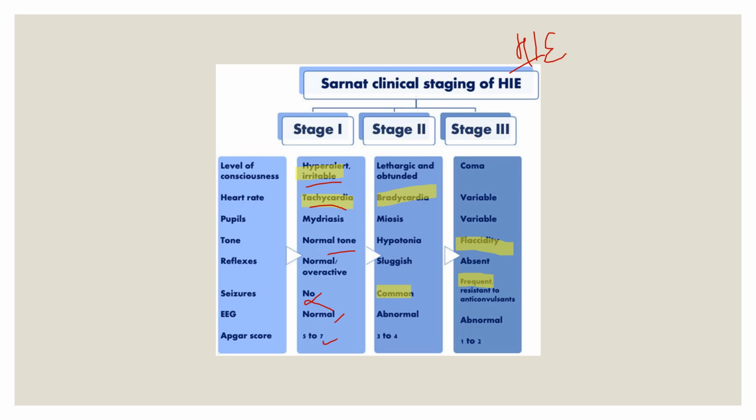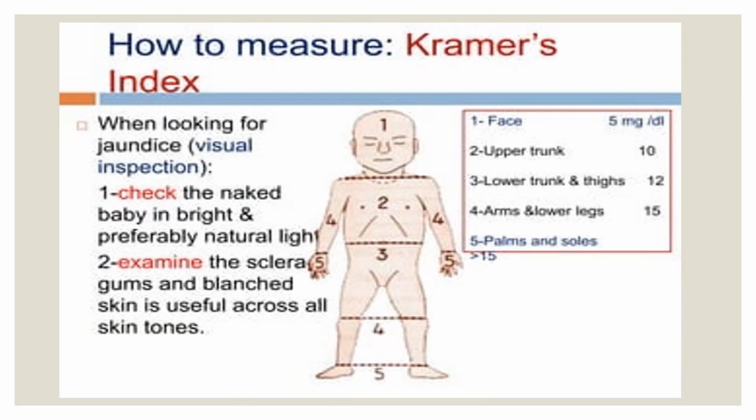In stage 2, bradycardia is there. Okay, seizures are usually common, and there is an APGAR score of 3 to 4. In stage 3, the baby is completely flaccid. There are frequent seizures which are resistant to anticonvulsants. You just remember this. This can predispose to sequelae of chronic brain damage.